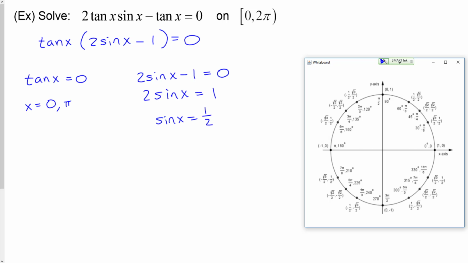Now I'm also looking to where sine of x is equal to 1/2. So the y values are equal to positive 1/2. So those are the two right there at pi over 6 and 5 pi over 6.